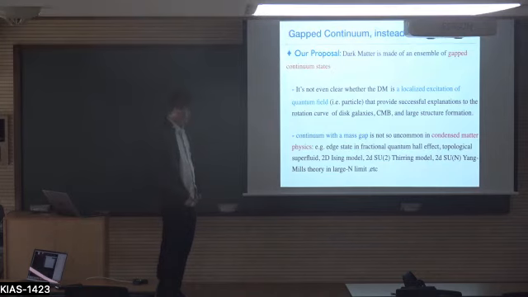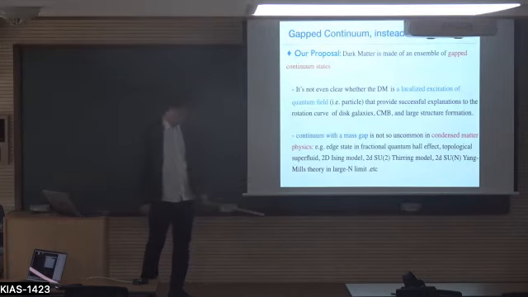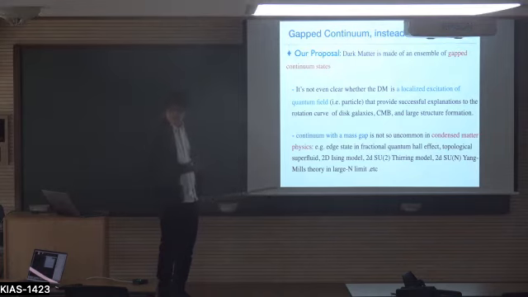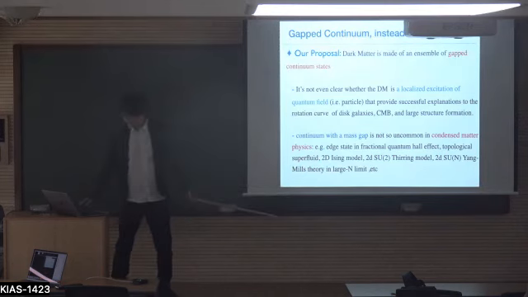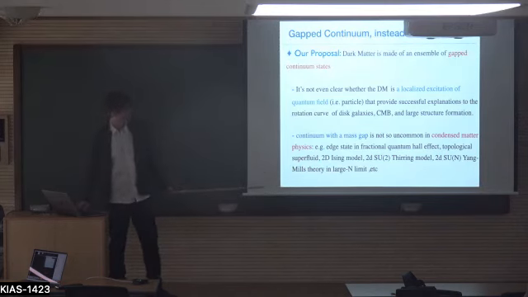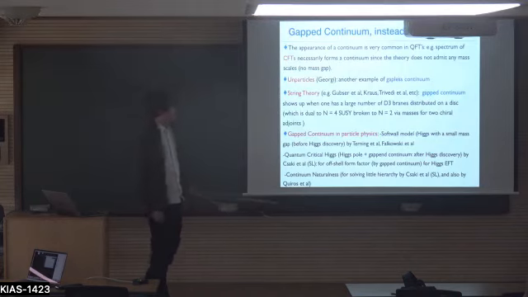Actually, it's not so uncommon if you talk to your condensed matter colleagues. For example, everybody knows the fractional quantum Hall effect, and its edge state is basically a gapped continuum. Or there are many other things like the 2D Ising model or the Thirring model and so on. In the Lagrangian limit, these things occur. And it's also not completely new in particle physics.